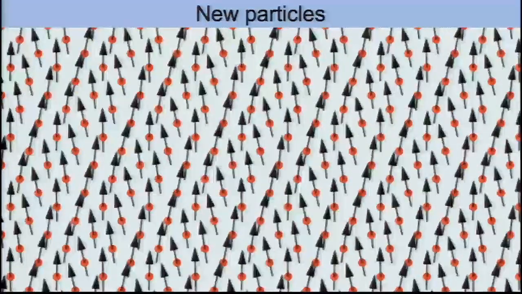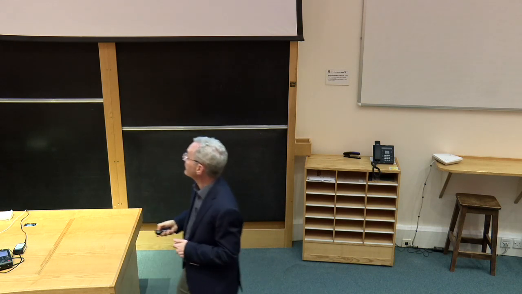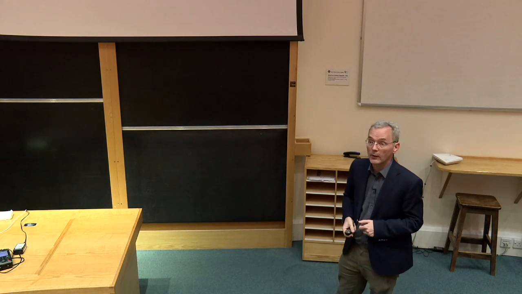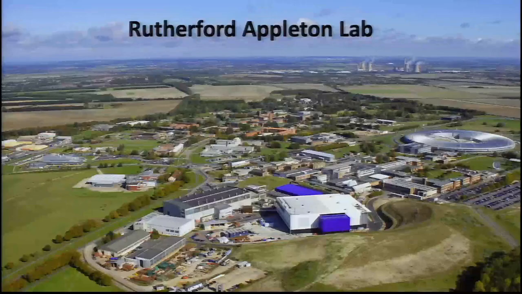But each one of these normal modes is associated with particles. Now, how can we really detect that those particles are there? Well, one of the ways we can do it is we can go somewhere that will scatter things off those particles. And this is very close to us here. This is the Rutherford Appleton Laboratory, about 15 miles south of Oxford.